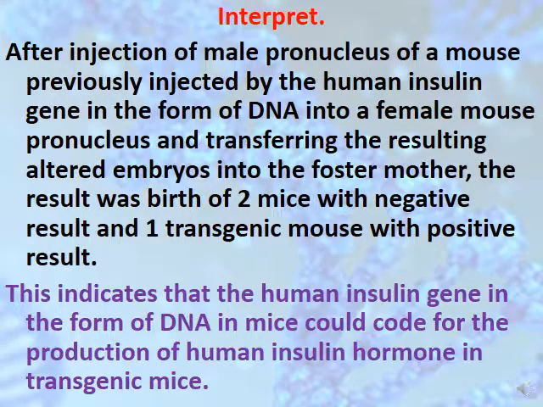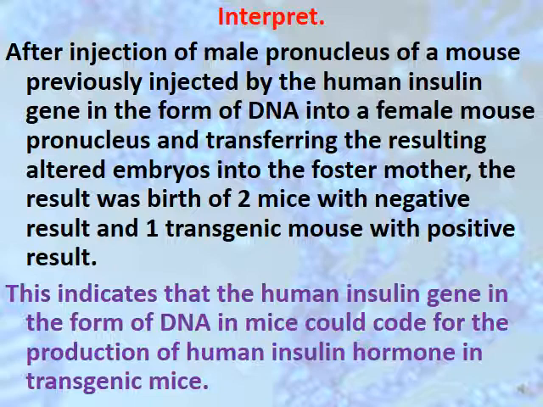Okay, let's move to interpret. Interpret includes analysis plus indication. So after injection of the male pronucleus of the mouse previously injected with a human insulin gene in the form of DNA into a female mouse pronucleus, and transferring the resulting altered embryos into the foster mother, 2 of the 3 showed negative result and 1 showed a positive result, which is qualified as a transgenic mouse.